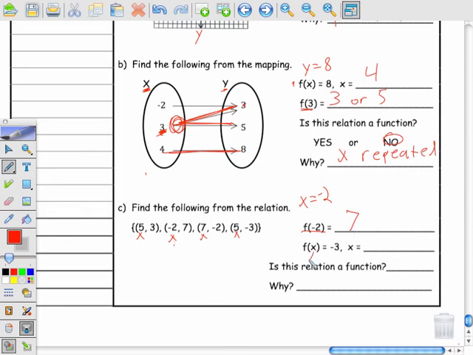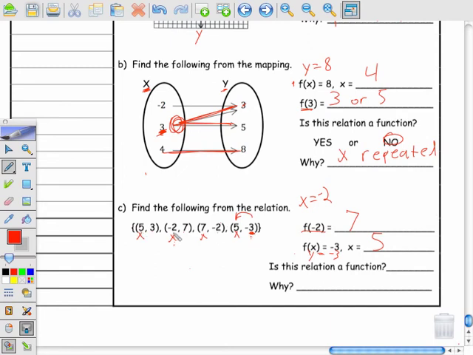Now this one right here, again, f of x is like saying y equals -3. Okay, let's look at our y's. We got y, y, y, y, right there. Oh, there we go, -3. When y is -3, x is equal to 5.